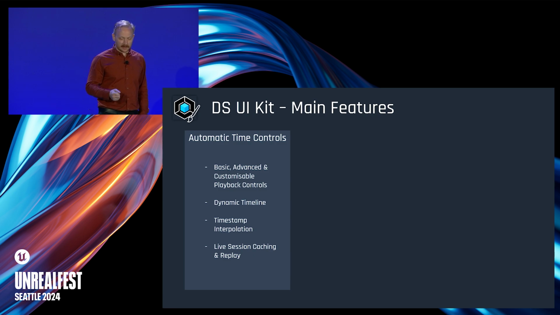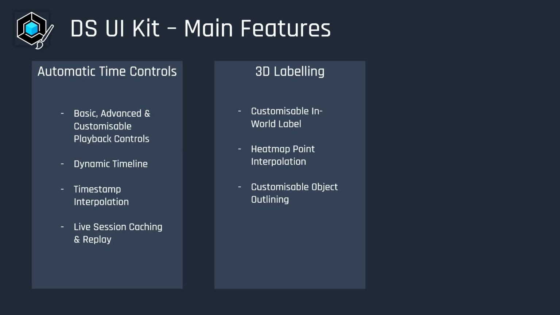The user can set time interpolation globally or on a per behavior basis to allow smoother playback. And the actual number of interpolation steps is customizable by the user. When using a live stream API, the data received is cached locally and builds up a timeline dynamically, which the user can replay up to the current data.